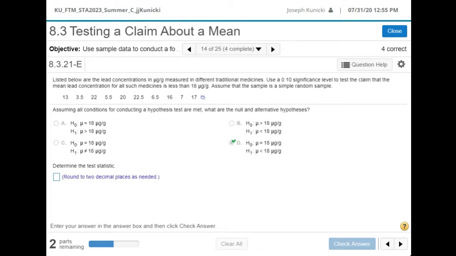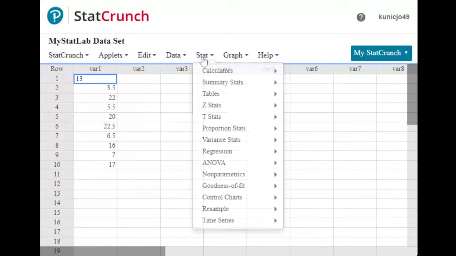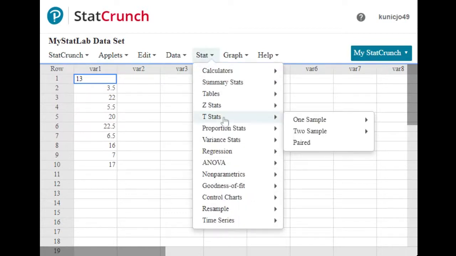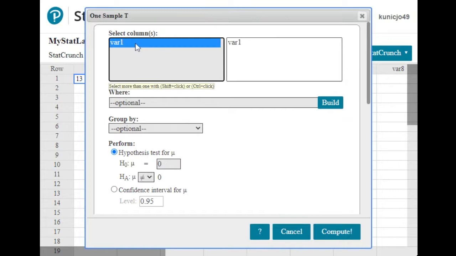So now when I go to show you what I'm doing, my lab. See, the difference for me is it says my StatLab data instead of StatCrunch. It's StatCrunch, but in other words, there's data. We move the data from the problem right into StatCrunch. So I'm going to do Stat. Well, once again, it's a t-stat because we're going to use the sample standard deviation. So it's one sample with data. So I highlight VAR1, and I do the same thing.